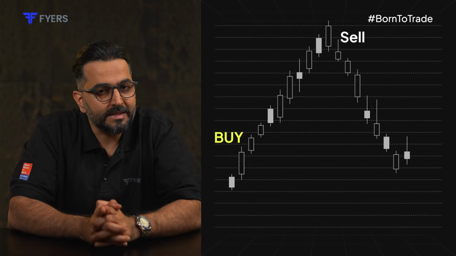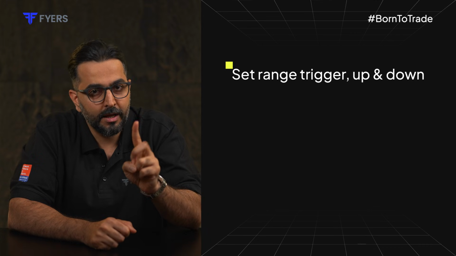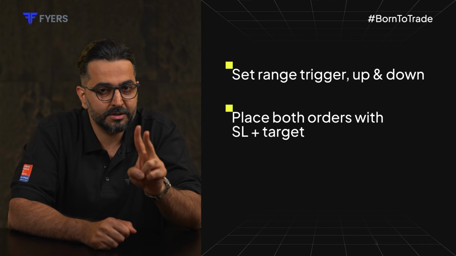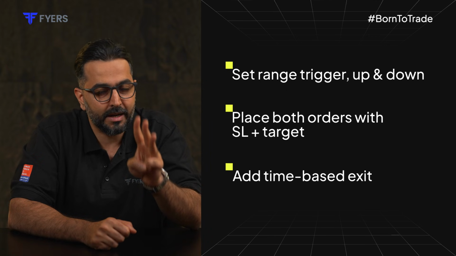We'll do it in 3 parts. Define the opening range trigger up and down. Place orders for both directions with stop loss and target. Add a time-based exit as a backup.